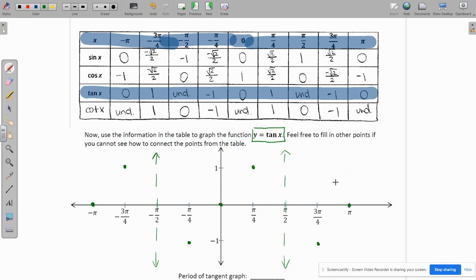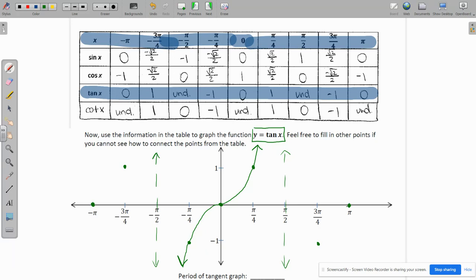So you might be wondering, how do I connect these? First of all, one period of the graph appears between two vertical asymptotes. So this right here counts as one period of the tangent function. How I'm going to connect it is as if I would half of a parabola. This kind of looks like half of a parabola opening up, and then over here it looks like half of a parabola opening down. That's kind of the shape of that graph.